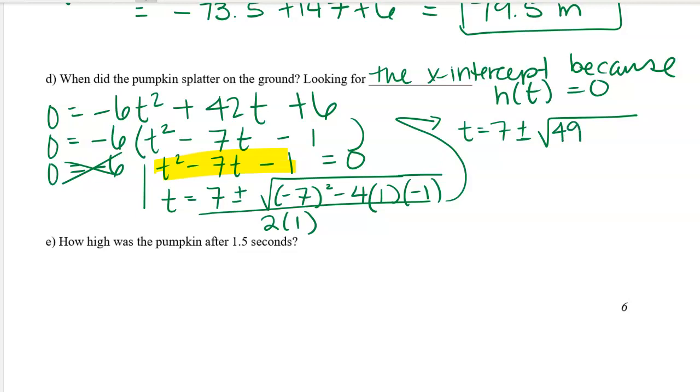49. Perfect. Good job. What is -4 times 1 times -1? +4. Beautiful. 49 plus 4 will give us what? 53. Great. Now use your calculator and round to 2 decimal places. What is the square root of 53?